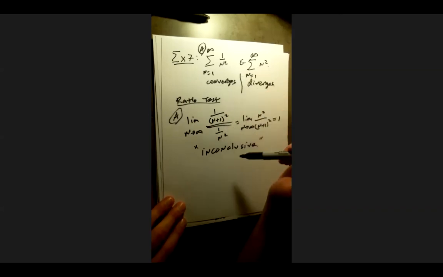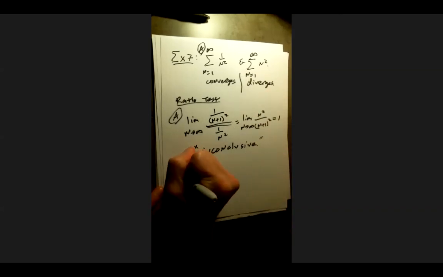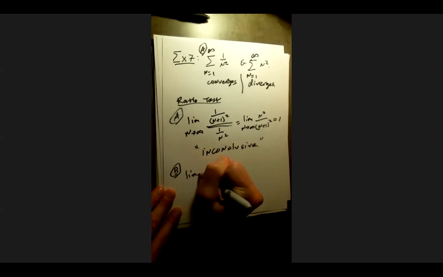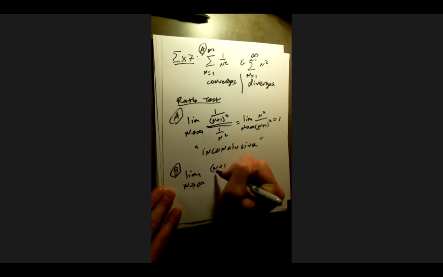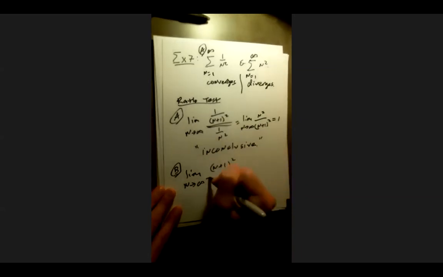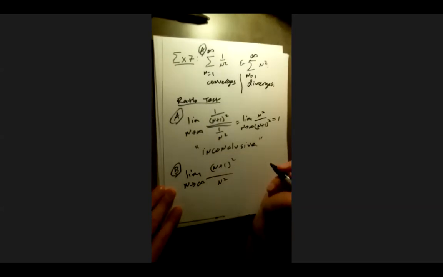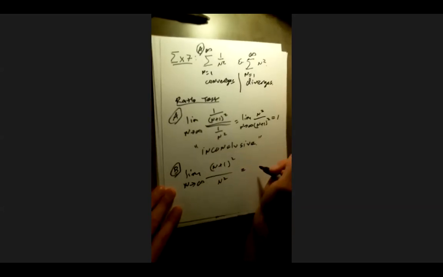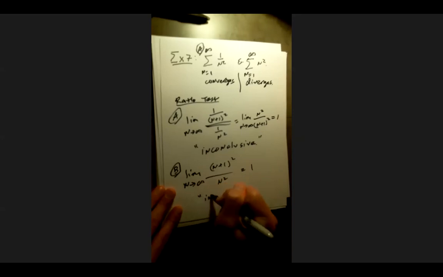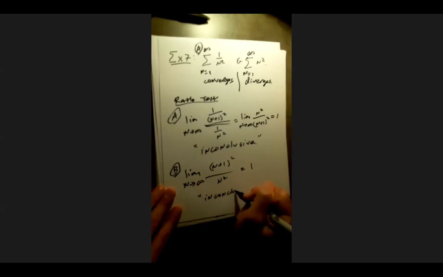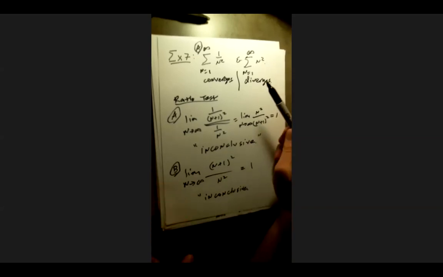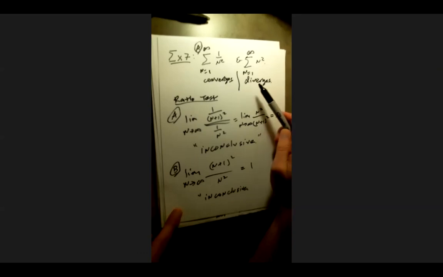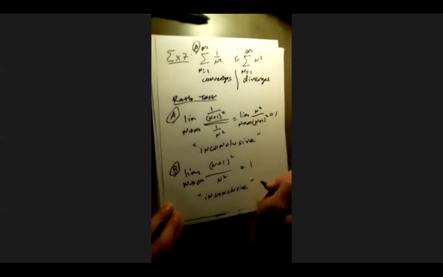So in the case of A, we got inconclusive. In the case of B, I think you can probably already see what's going to happen. We're going to end up with n plus 1 squared over n squared for our ratio test, which is also going to be 1 and inconclusive. So, short question, does the ratio test work on these two examples? No.